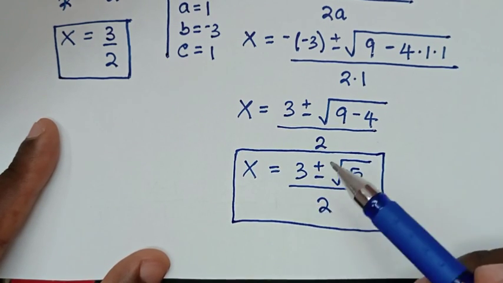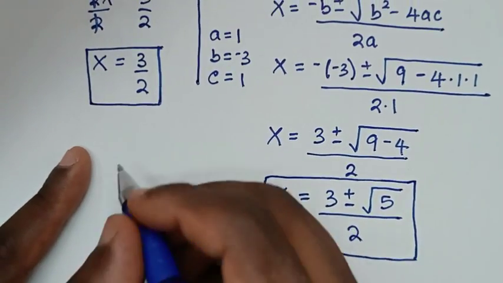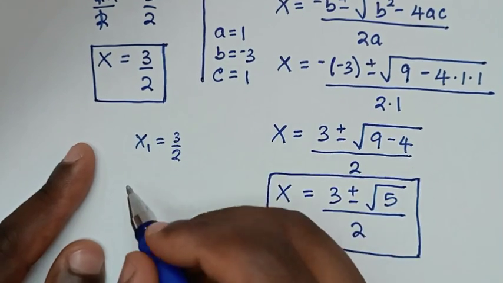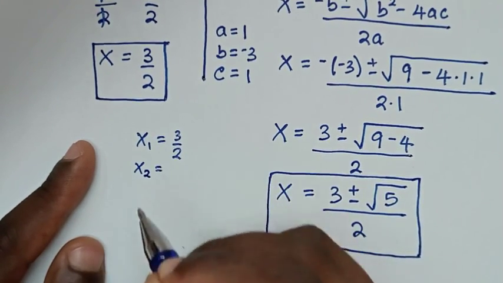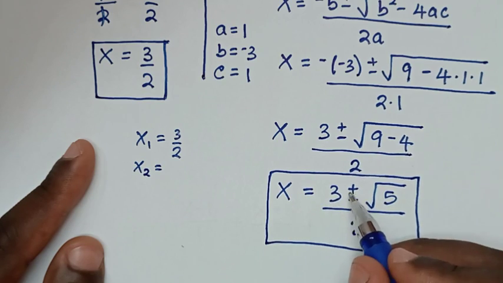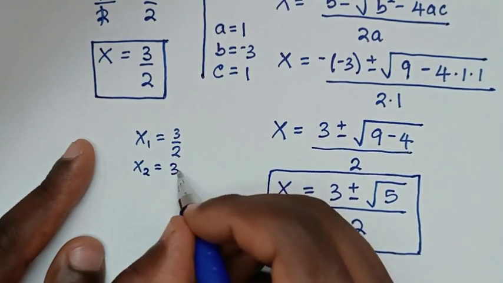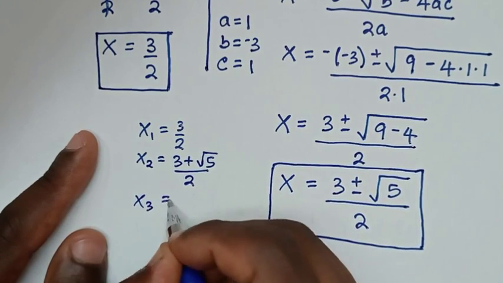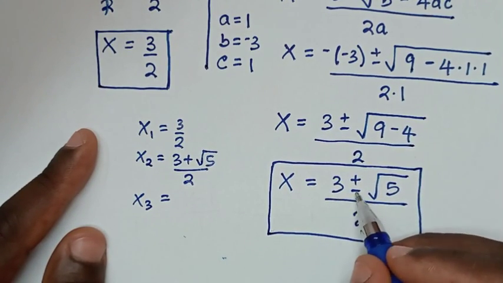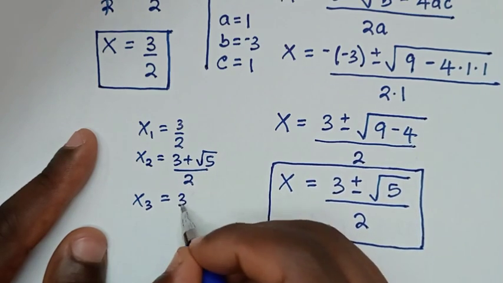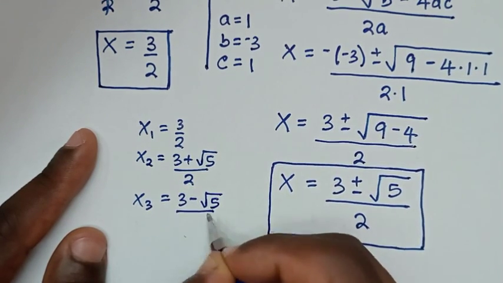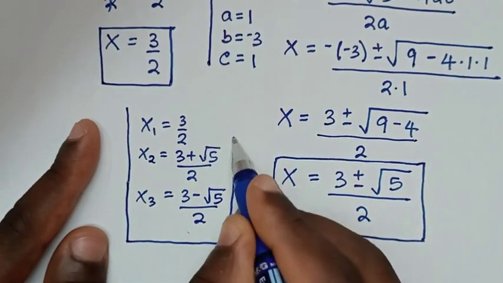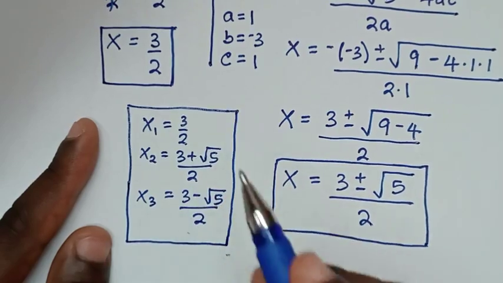Therefore, the values of x, there are 3. The first value of x is equal to 3 over 2. And the second value of x is equal to, when it is positive, 3 plus square root of 5 over 2. And the third value of x is equal to, when it is negative, 3 minus square root of 5 over 2. So these are all the values of x in this problem.